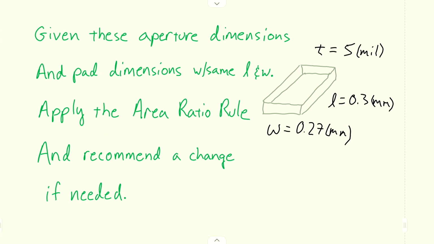Here's the last objective for this section. If you can get this one, then you've got it down. Given these aperture dimensions, T equal to 5 mil, L equal to 0.3 millimeters, and W equal to 0.27 millimeters, and pad dimensions of the same L and W, apply the area ratio rule and recommend a change if needed.